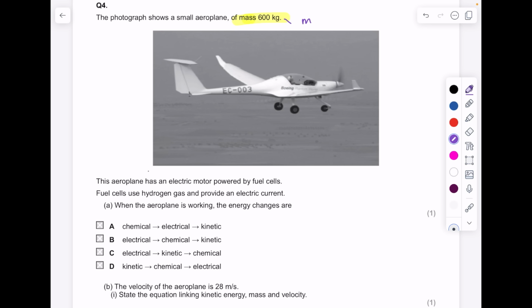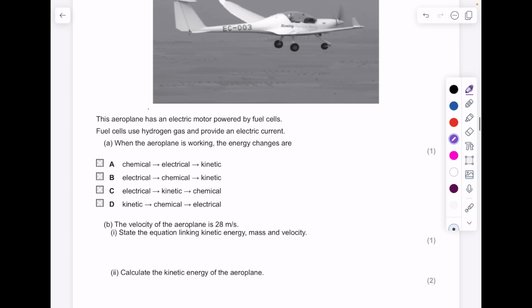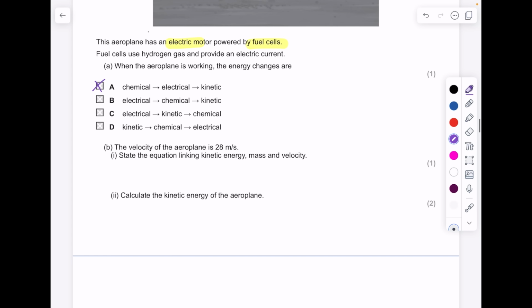The photograph shows a small aeroplane of 600 kg. This aeroplane has an electric motor powered by fuel cells. Fuel cells use hydrogen gas and provide an electric current. When the aeroplane is working, the energy changes are, so we know that we've got an electric motor powered by fuel cells. So within the fuel cells, we have a chemical energy store. Then it's being converted to an electrical store, and then obviously the plane is flying, so it's kinetic. So the answer here is A, because we're going from chemical to electrical to kinetic.